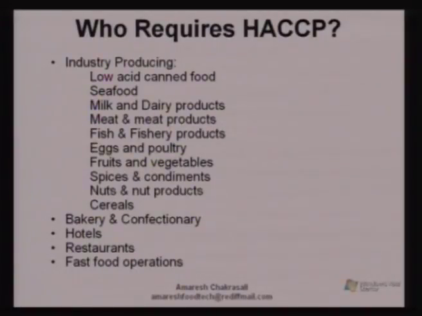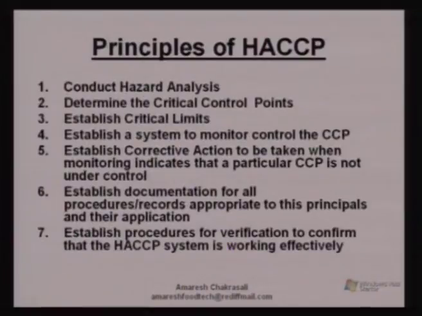There are also certain audits like good catering practices, which are specific to the hotel industry and catering institutions. They can follow that and get certified. Let's look into the main 7 principles of HACCP.